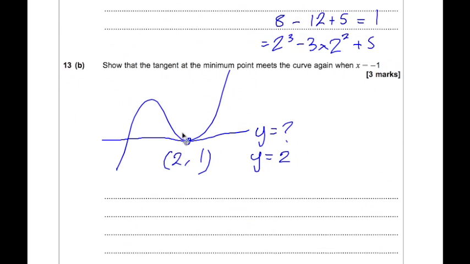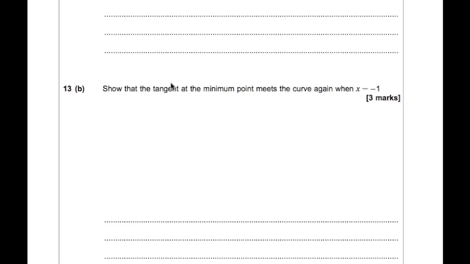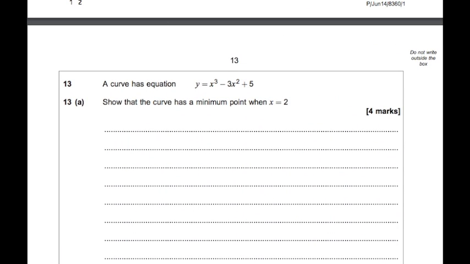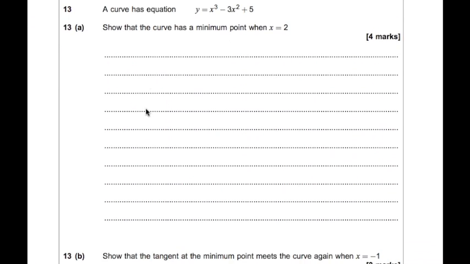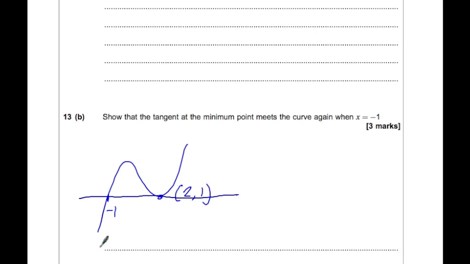But the final question says, show the tangent at the minimum point meets the curve again when x equals minus 1. If you imagine what's going on, we're saying when y equals 1, when we solve that equation, it's going to meet the curve again at x equals minus 1. Let me draw a diagram to say what I mean. Here's our point 2, 1. Here's our tangent. We're trying to show this tangent's going to meet this curve when x equals minus 1.